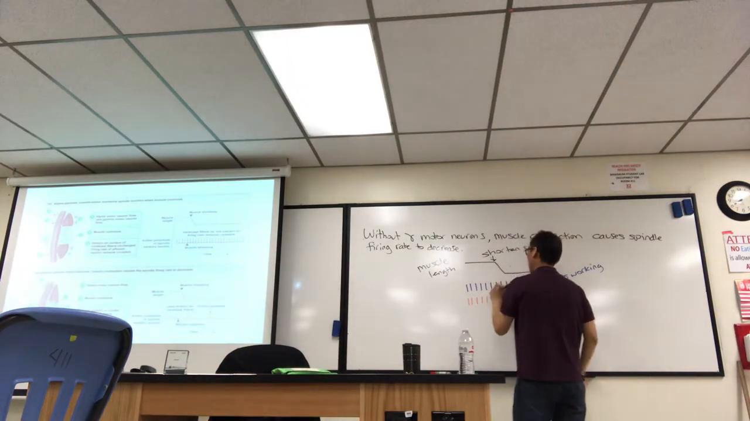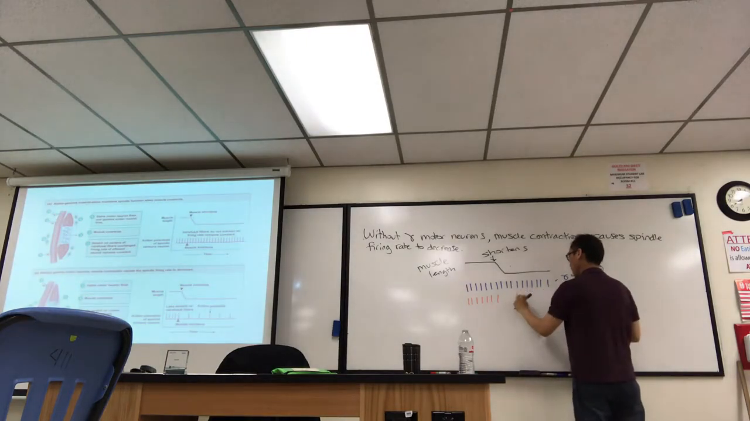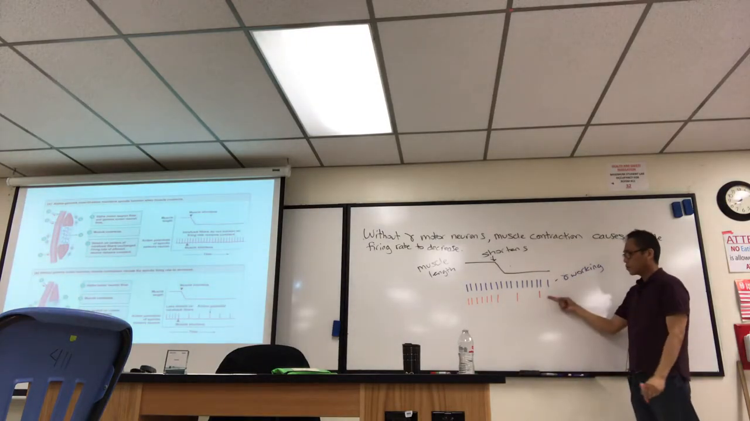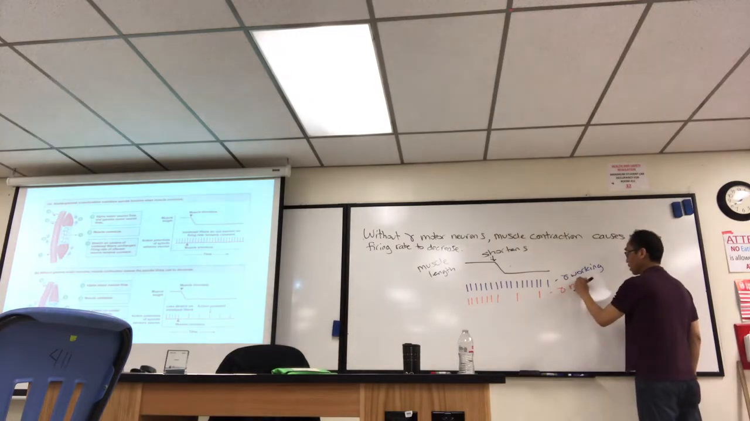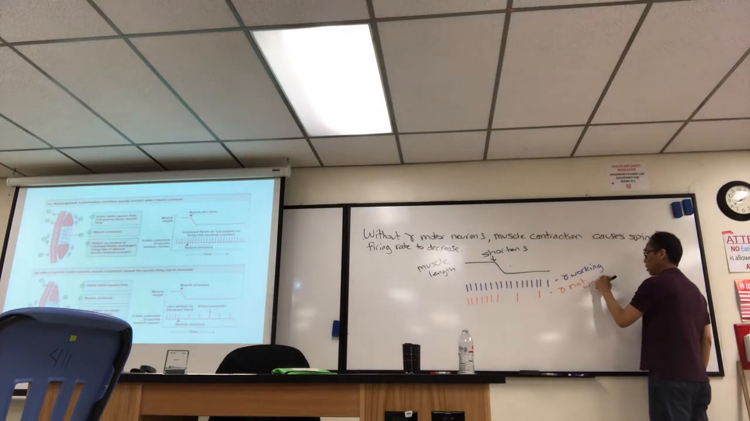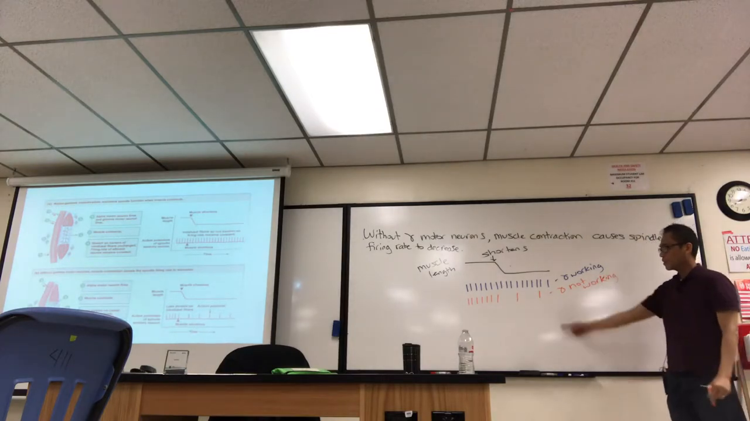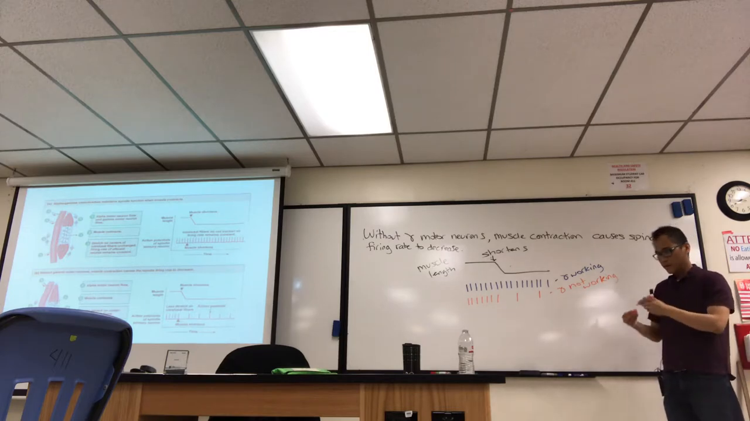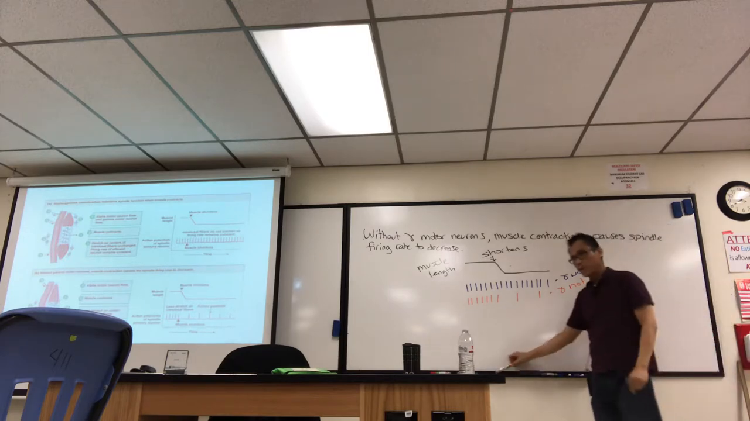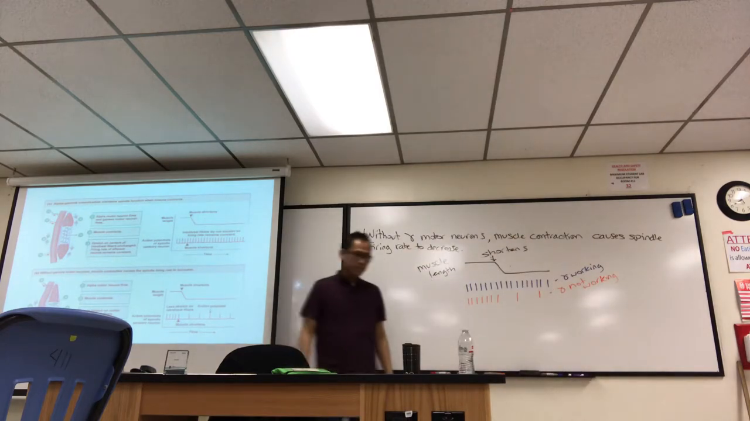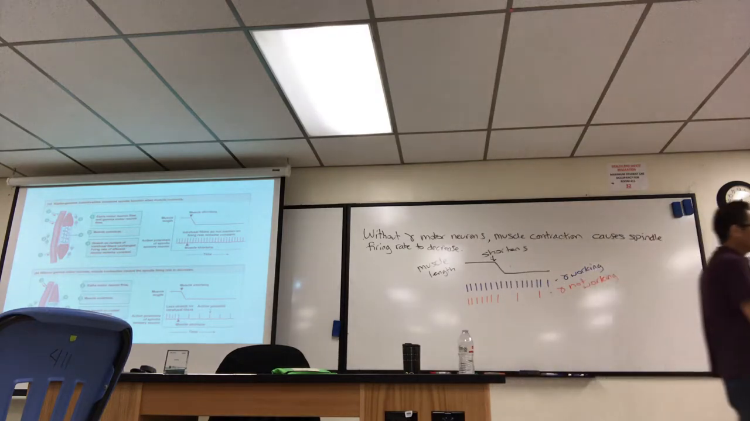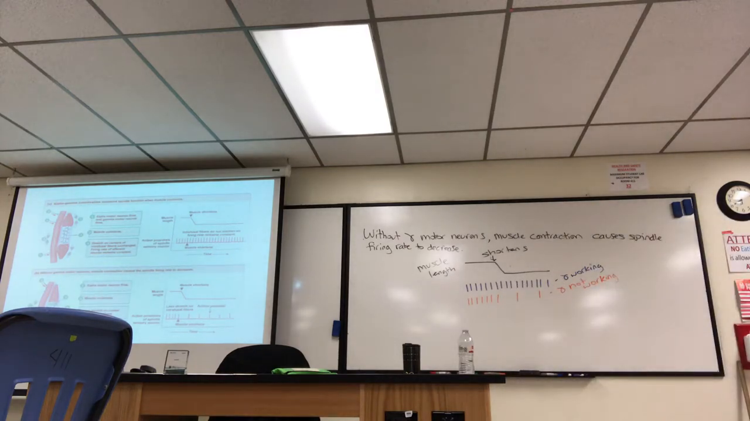at the moment it shortens, you start losing your senses. For whatever reason, gamma's not working. The spindle is slackening, so the sensory neuron just responds to that and fires less, and we don't want that. We want to maintain our tone. Any questions on those two figures? It works, it doesn't work, basically.